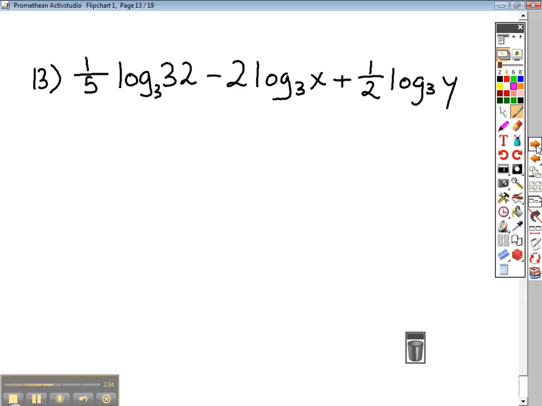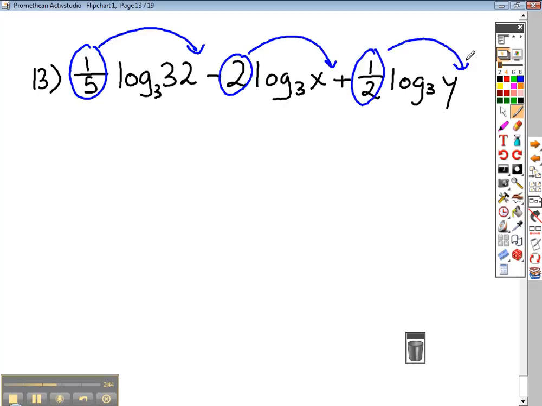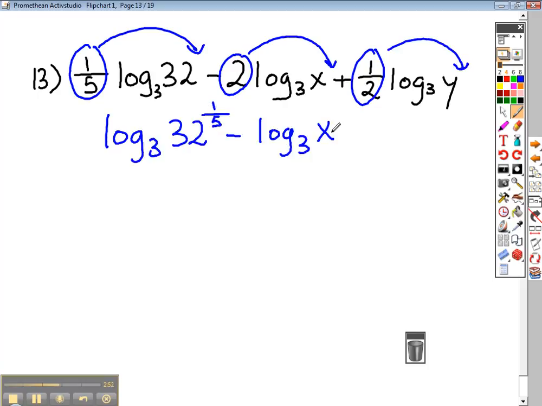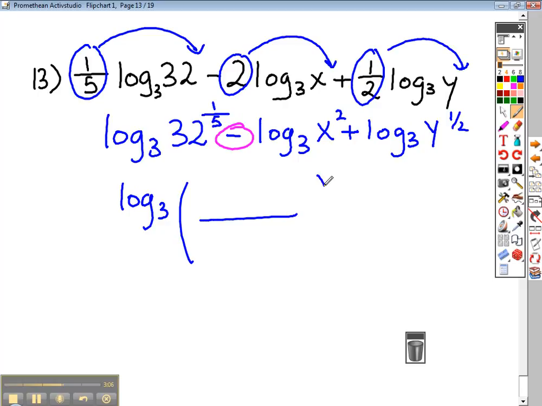Question number 13 is asking us to condense. The first thing we're going to do is take all the numbers in the front and move it to the top. Okay, one more, move it to the top. So I have log base 3 of 32 to the 1/5 minus log base 3 of x to the second plus log base 3 of y to the half. Okay? Now, right away, I see a minus, so that's going to tell me it's going to have a division. So this is going to reduce to log base 3, and there's going to be some sort of fraction. Okay, the only thing on the bottom is the minus, so the x squared is going to be on the bottom.